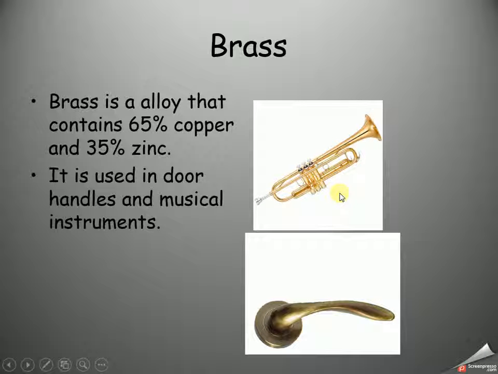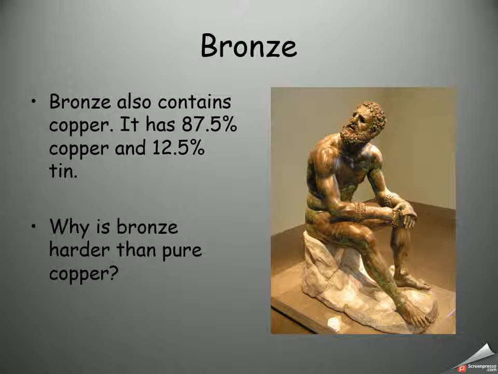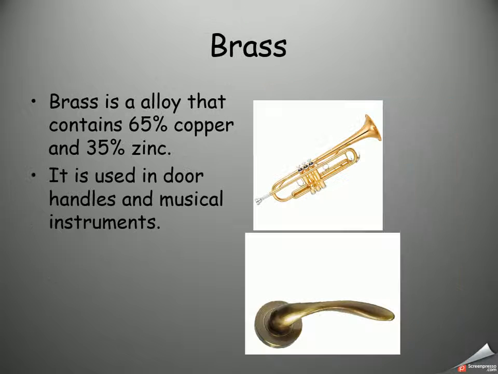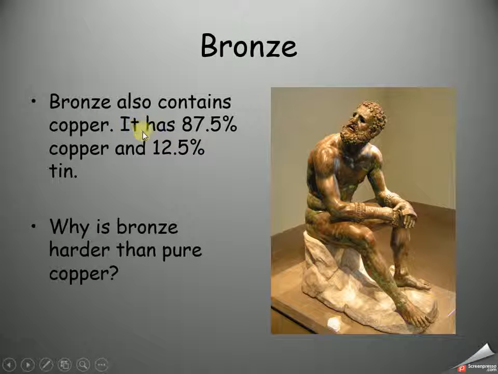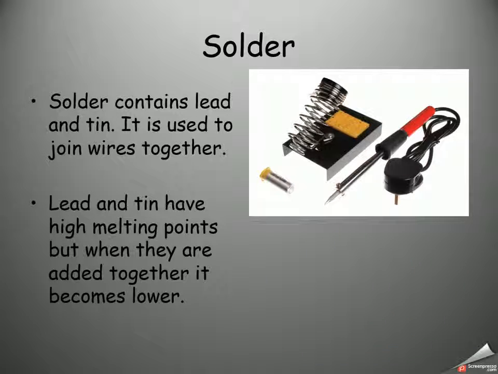Bronze is slightly different. Bronze is very similar to brass in that it contains copper, but it has a higher amount of copper. You can see that 87.5%, and it has a little bit of tin. Bronze tends to be used in statues, etc. Now, solder is used to stick wires together.